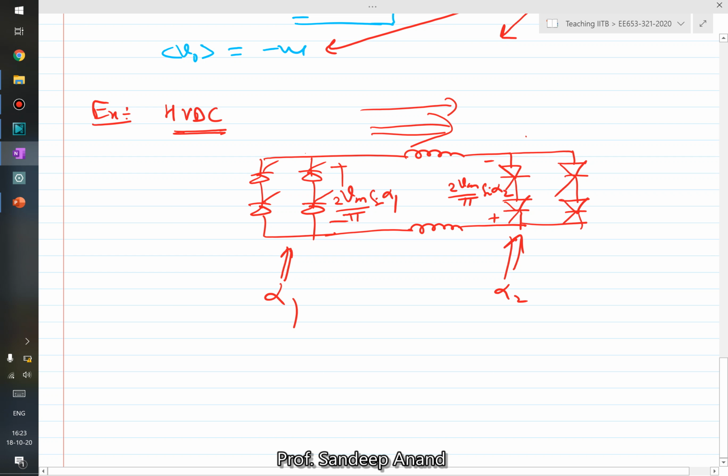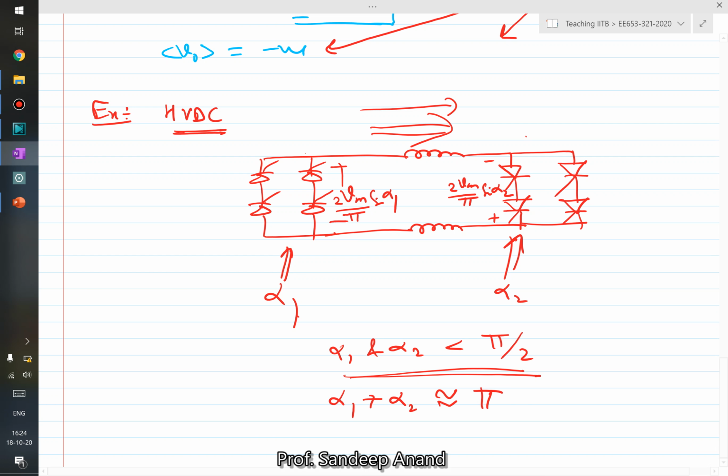For example, if you set alpha 1 and alpha 2 both less than pi by 2, let's say, then source 1 is giving power, source 2 is also giving power. So where is power going? Power is getting dissipated in the line. So you cannot do that, right? You have to ensure that roughly alpha 1 plus alpha 2 is approximately equal to pi. It will not be exactly equal to pi, approximately equal to pi.